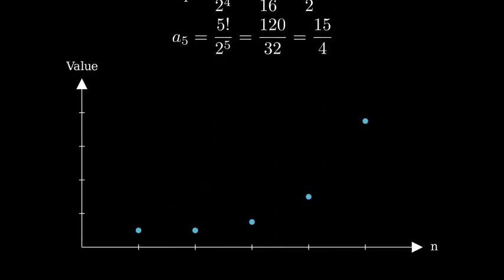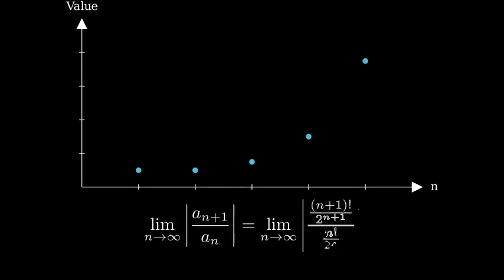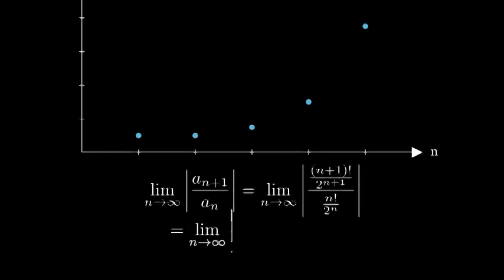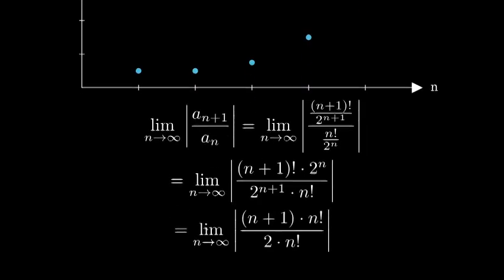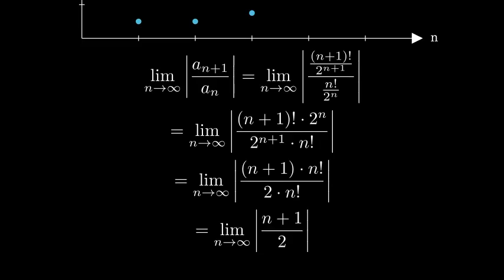To determine if this sequence converges or diverges, let's try to analyze the ratio of consecutive terms. We can use the ratio test to help us understand the behavior. Let's simplify this ratio. First, we can multiply the fractions. Then, we can simplify the factorial. Finally, we can simplify the powers of 2.